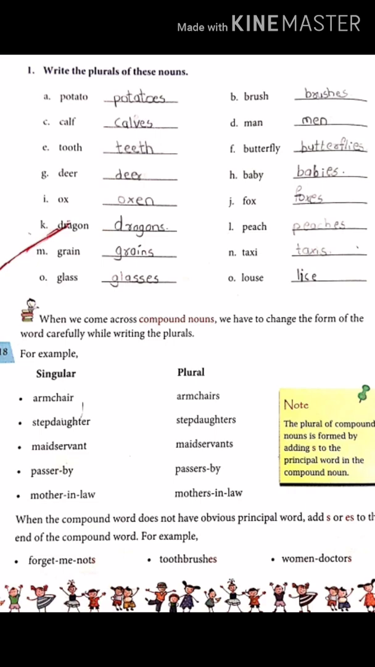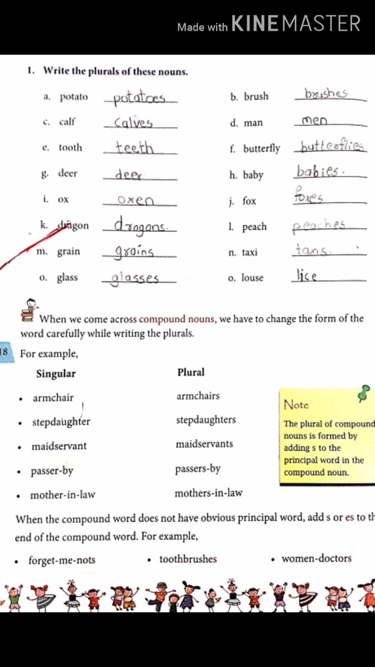Children, I had given you homework to do. Write the plurals of these nouns. I had showed you A and B. Potato, potatoes. Brush, brushes. Calf, calves. Man, men. Tooth, teeth. Butterfly, butterflies.